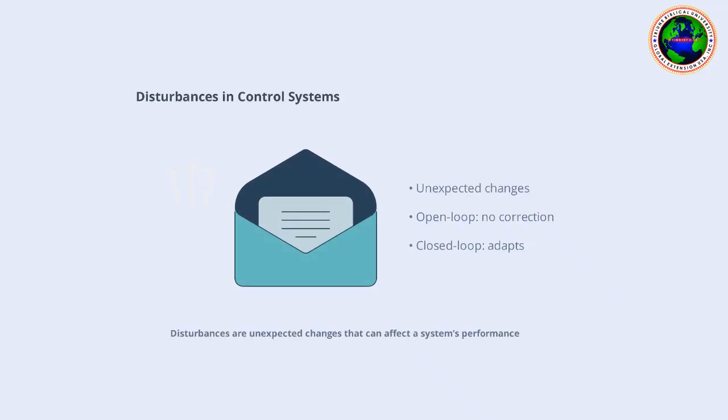Disturbances are unexpected changes that can affect a system's performance. In open-loop systems, disturbances can cause significant errors, since there's no way to detect or correct them. Closed-loop systems, however, can sense disturbances through feedback and make adjustments to maintain the desired output.